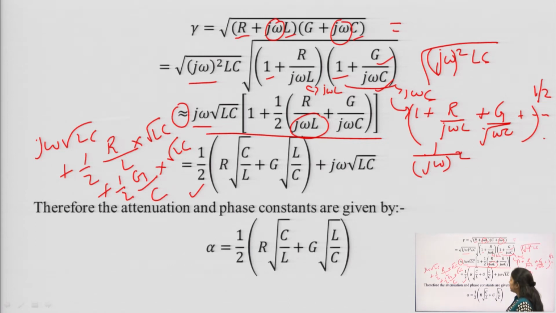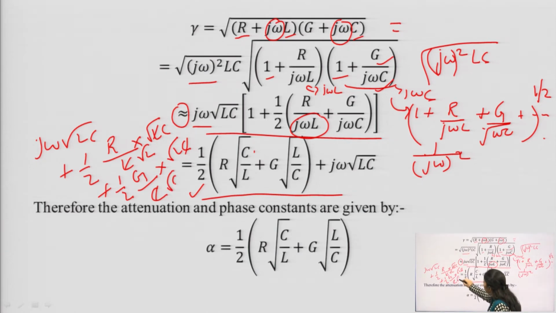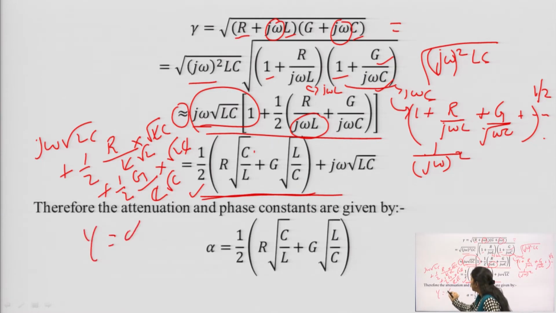So, the resultant which we get is half R under root C upon L, because when this L gets cancelled we have under root L here, and similarly this C and this C cancel, we have under root C here. So, this is on the real side, and on the imaginary side we have only j omega under root L C. And we already know that when we write about gamma, our propagation constant, gamma is equal to alpha plus j beta.